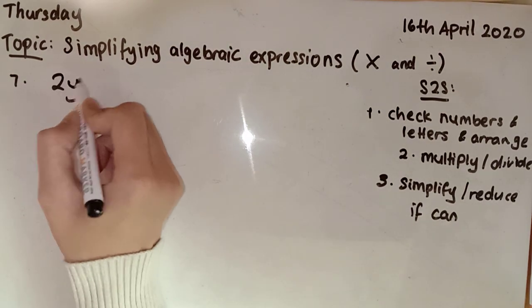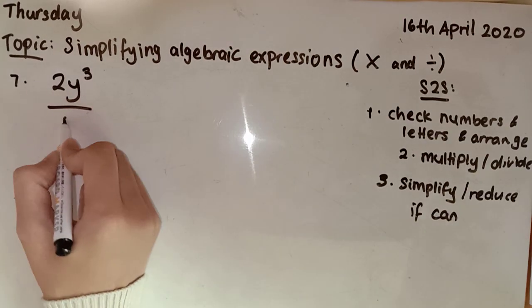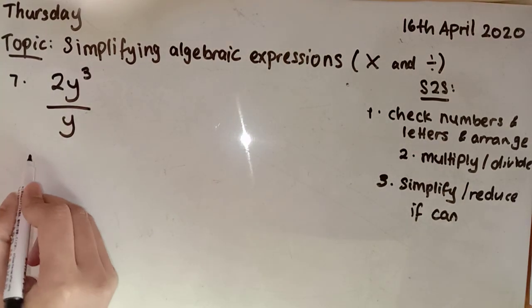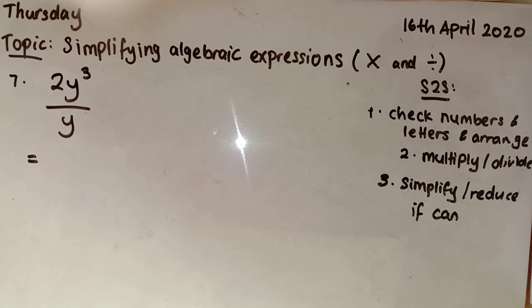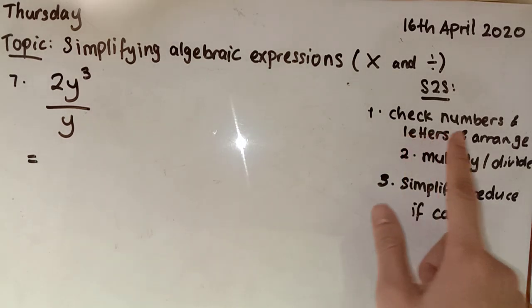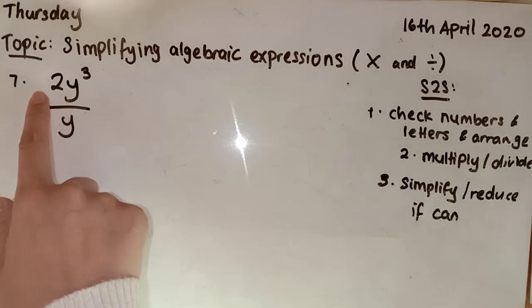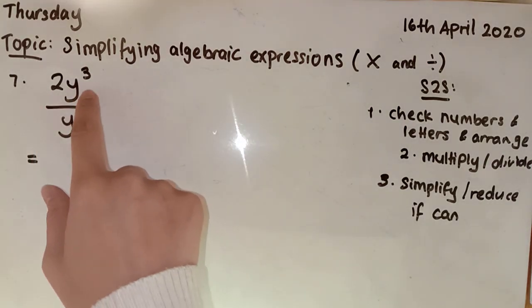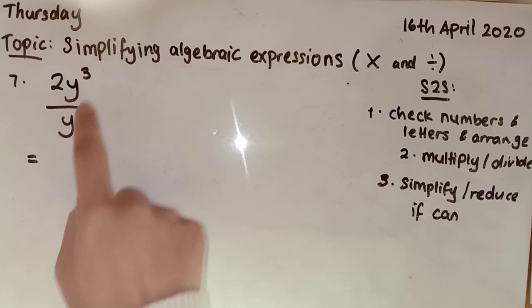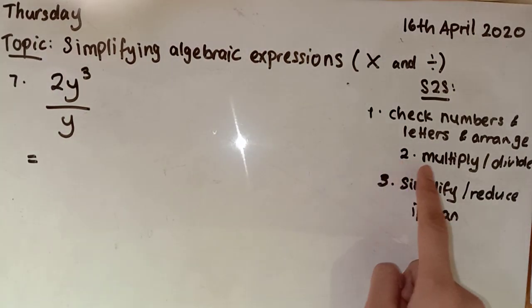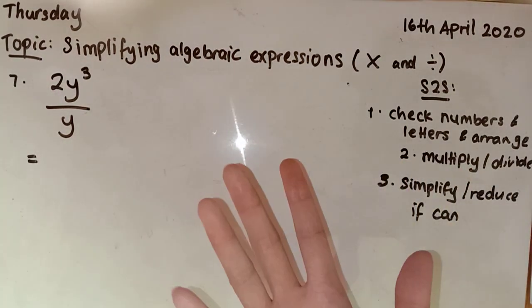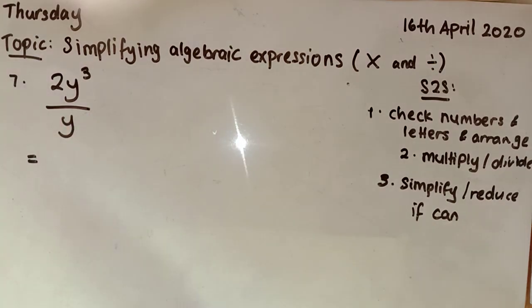So we have 2y cubed over y. Oh, what are we going to do with this? Check numbers and letters and arrange. Okay, so we have numbers 2, letters near y to the power of 3 or y cubed over y. Step 2, multiply and divide. Can we multiply anything? No. Can we divide?